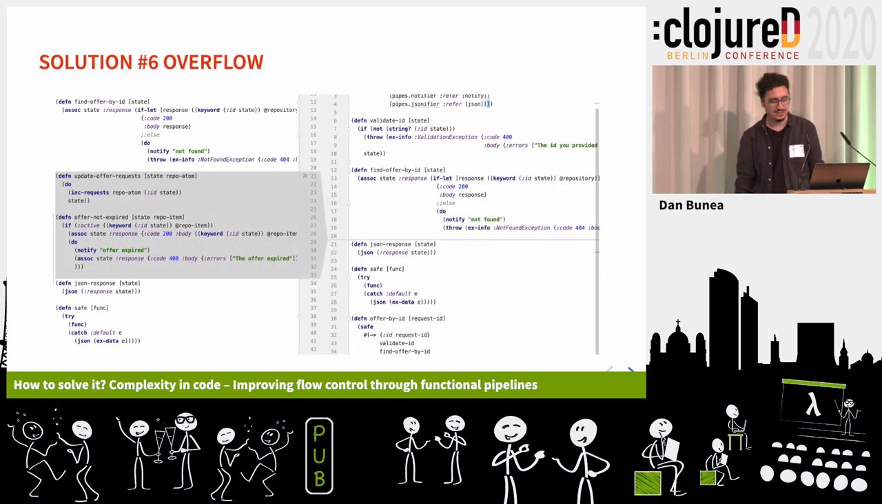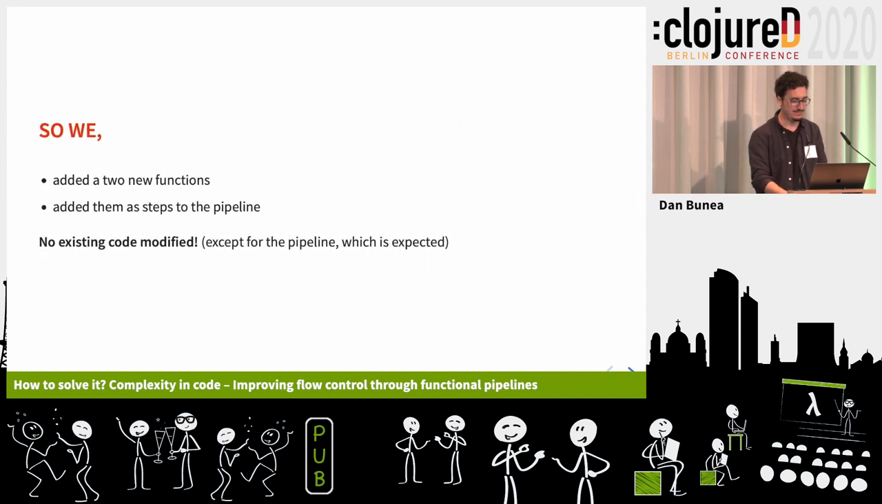This is solution number 6, the overflow. As you can look, we added 2 new functions, which are completely independent from everything we did before. Everything we did before still works. And we just had to insert them into the pipeline. So no existing code was actually modified except the insertion point, which is the pipeline. And these are the kind of changes that I like, because many times you have to roll back, and relying only on Git, good luck with that if you have, I don't know, 80 developers or 300.